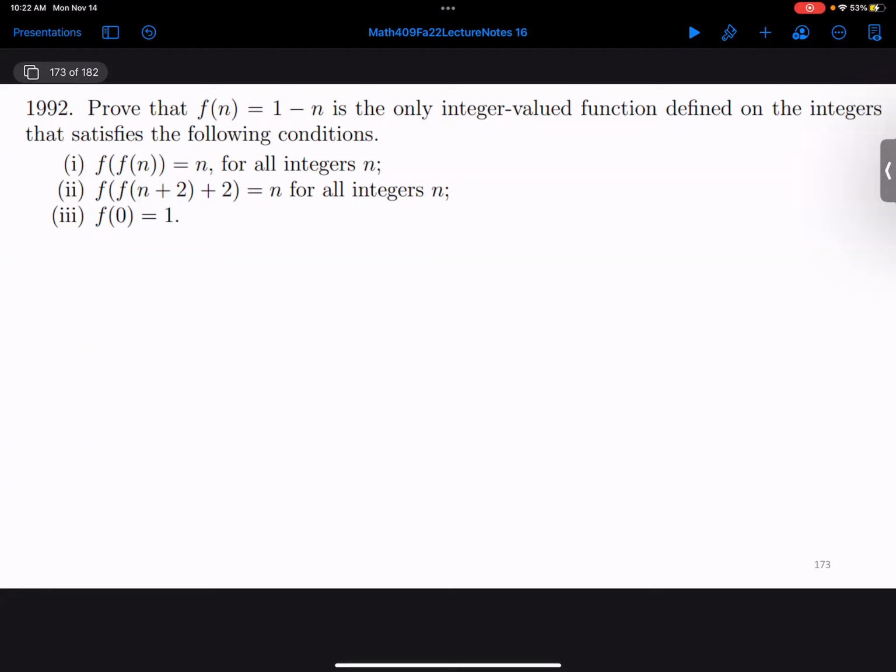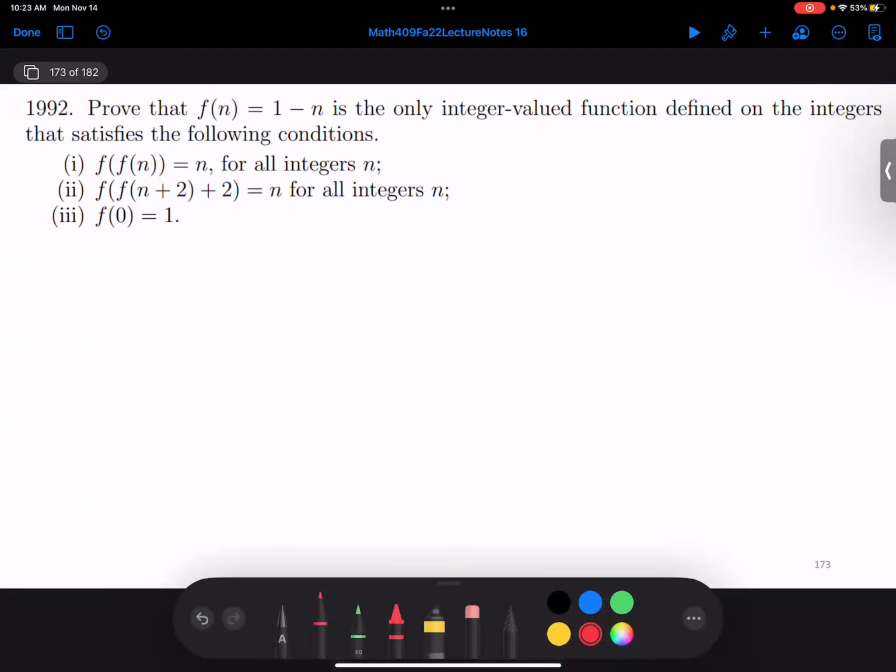Yeah, check and see if it satisfies the conditions, right? It should, but just in case there's a typo or something in the problem, quickly check: does f of n equals 1 minus n satisfy the conditions? It does. I'm just assuming it does. The Putnam should be very heavily checked, but it is possible that there could be a mistake.